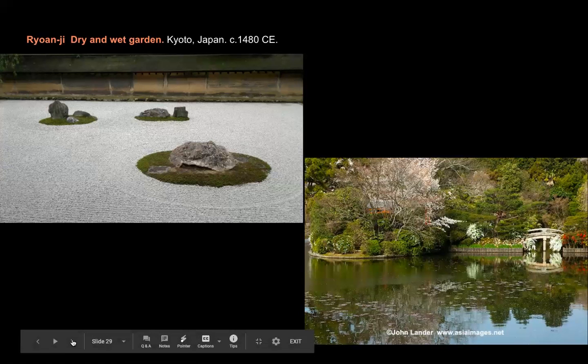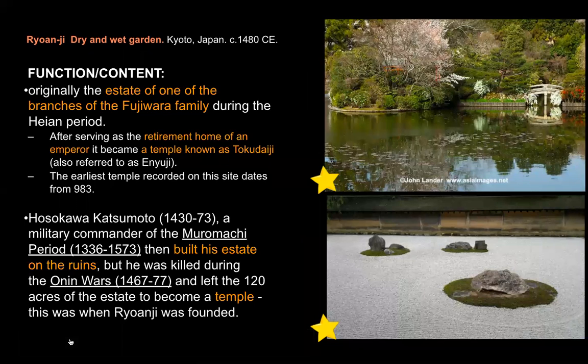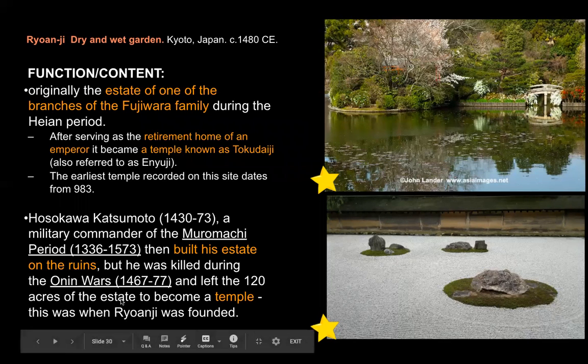Okay, the last imagery that we have for today is from Todai-ji, and this is near Kyoto, and we have a dry and a wet garden. So this was originally an estate of a branch of the Fujiwara family during the Heian period, and this served as a retirement home for the emperor, and eventually a military commander took the ruins of that and built a temple complex there. So it started as a family estate, and then this military ruler converted it to a religious sanctuary.